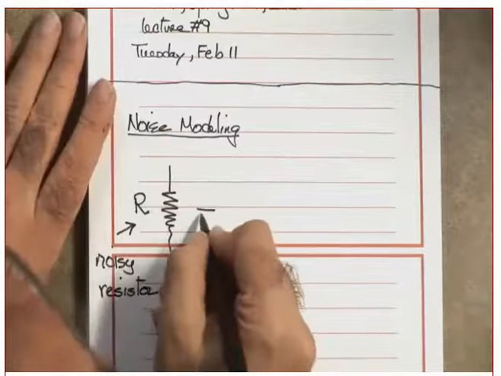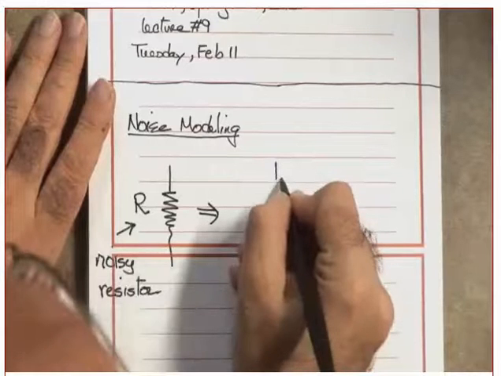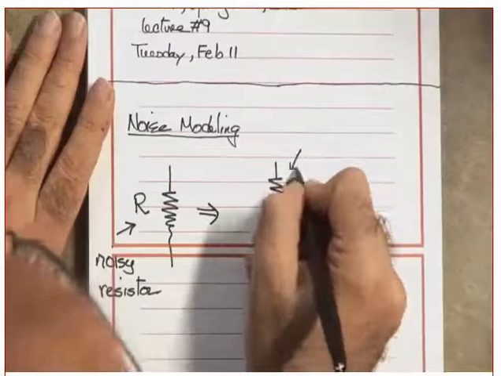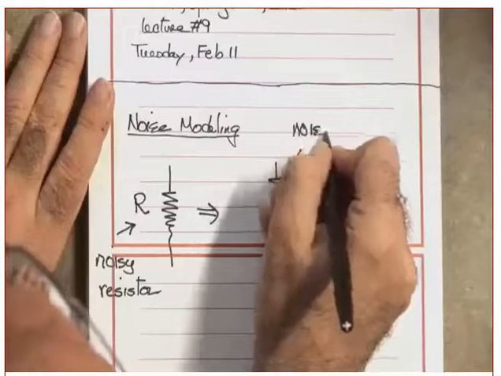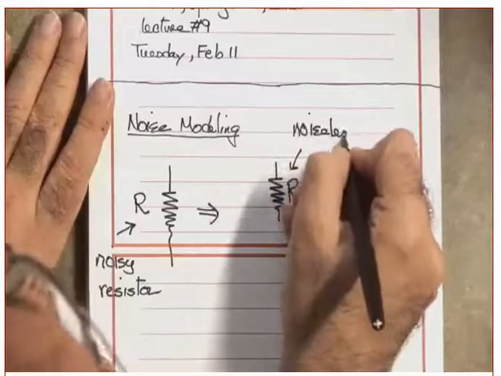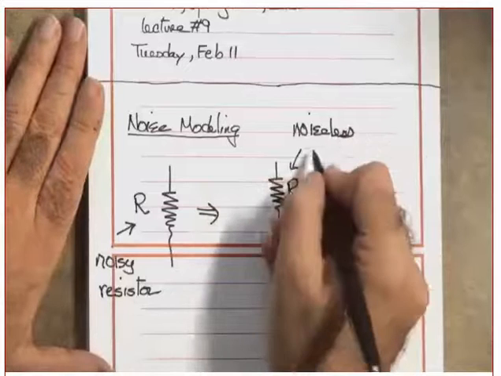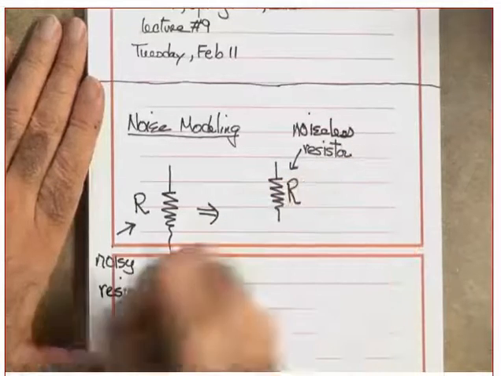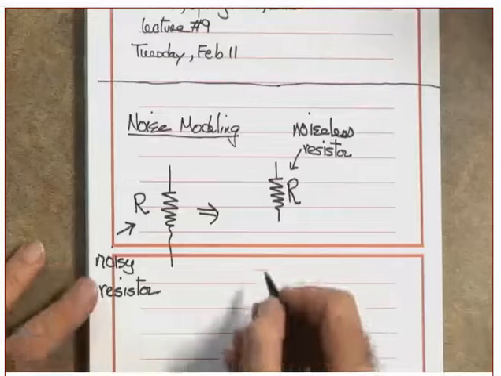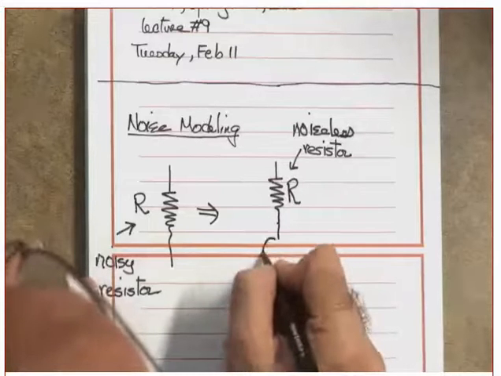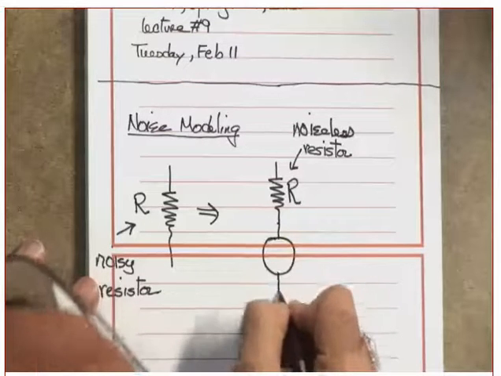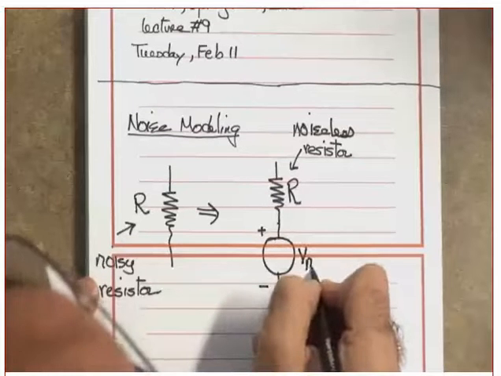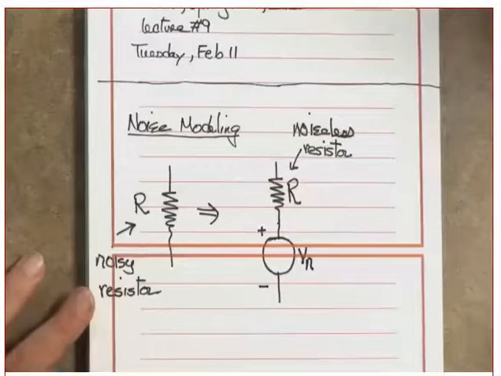I'm going to replace this R by a noiseless resistor. This R is noiseless. This noiseless resistor is in series with a voltage source, and that voltage source we will call Vn, which is the noise voltage.